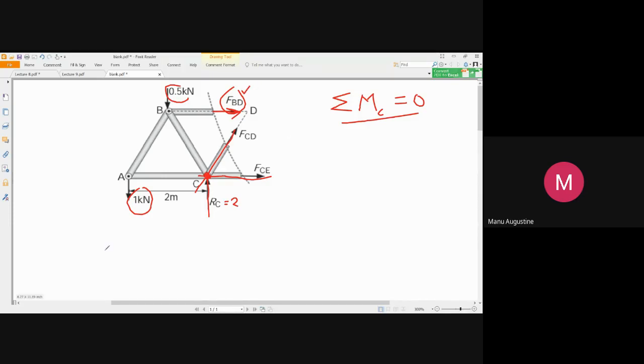So what is the moment of 1 kilonewton force about point C? Tell me, how do you calculate the moment of 2 kilonewton meter? This will be 1, which is the value of force, multiplied by the perpendicular distance of this force from the point at which moment is calculated, that is point C, which is 2. Okay. And now I have to apply a plus or minus sign.